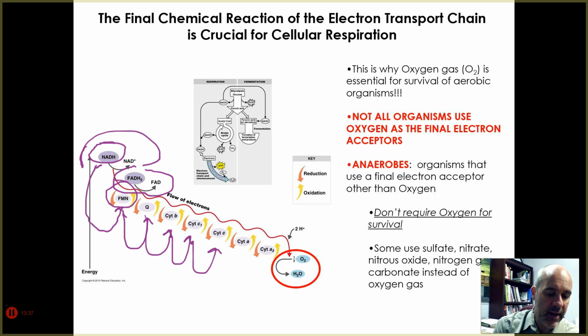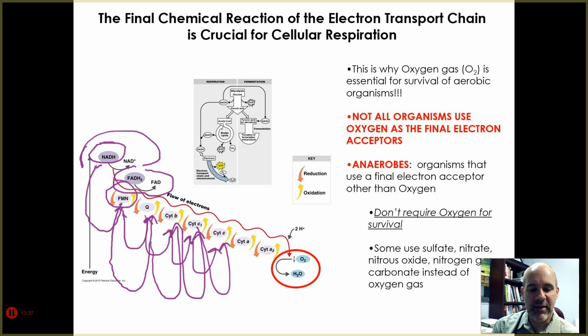And then that FMN becomes oxidized as it gives off electrons to that molecule called coenzyme Q. And then that one's going to become oxidized as this one becomes reduced. Oxidized, reduced, oxidized, reduced, and so forth and so on. So that's called the electron transport chain.